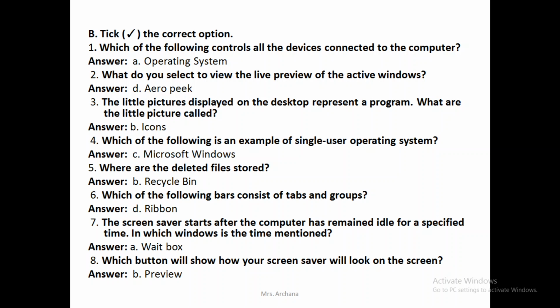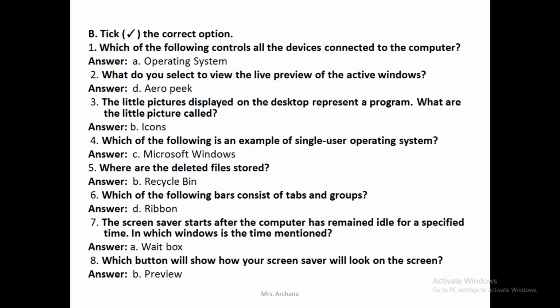Answer is aero. Third, the little pictures displayed on the desktop represent a program. What are the little pictures called? Answer is icon. Fourth, which of the following is an example of single user operating system? Answer is Microsoft Windows. Where are the deleted files stored? Everybody knows it, that is recycle bin.